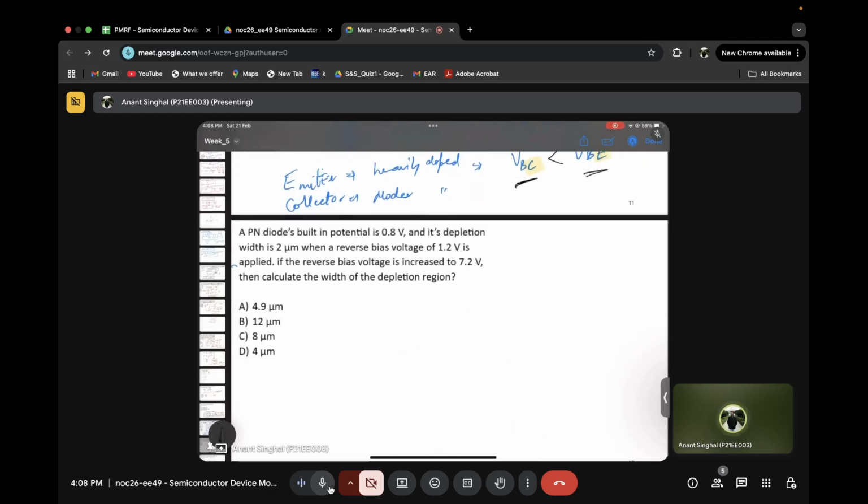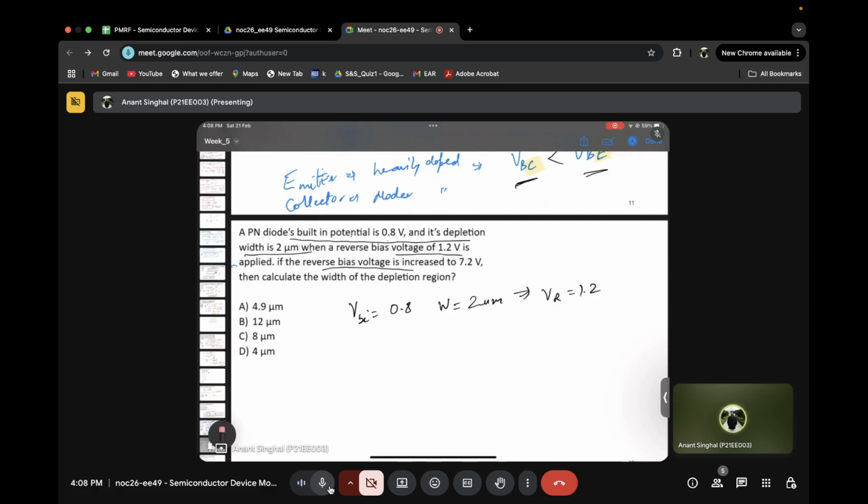Okay, so this is again a very straightforward question. It says a P junction diode's built-in potential is 0.8. So the built-in potential, which is VBI, is 0.8, and the depletion width is 2 micrometer when the reverse bias voltage is 1.2, so VR is 1.2.